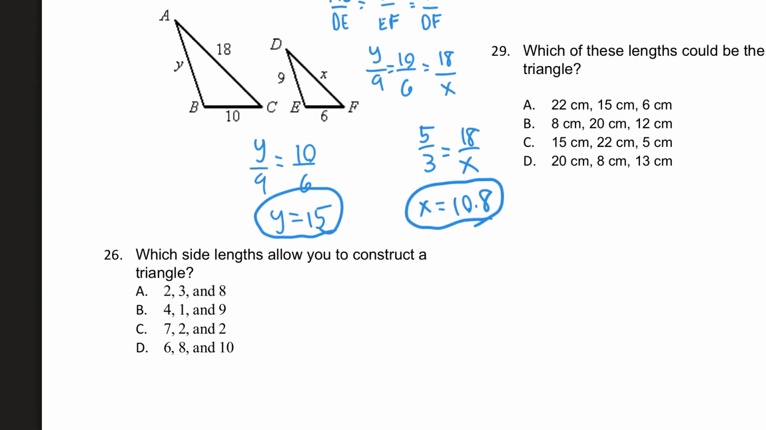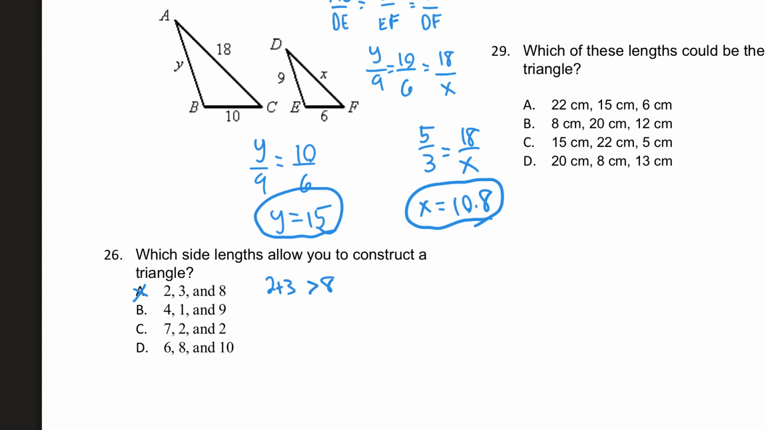Ooh, which side lengths allow you to construct a triangle? So remember, the two smaller sides have to add up to a number larger than the largest side. Otherwise, the triangle doesn't connect to each other. So if you have sides 2, 3, and 8, the two smaller sides, 2 plus 3, must be greater than 8. And 2 plus 3 is 5. So 5 is not greater than 8.